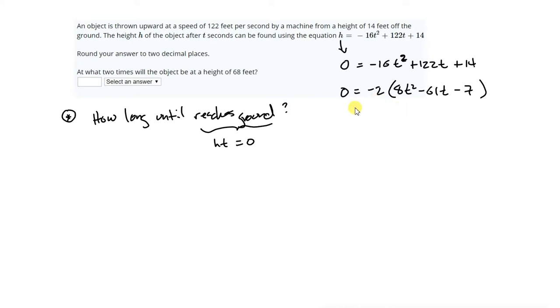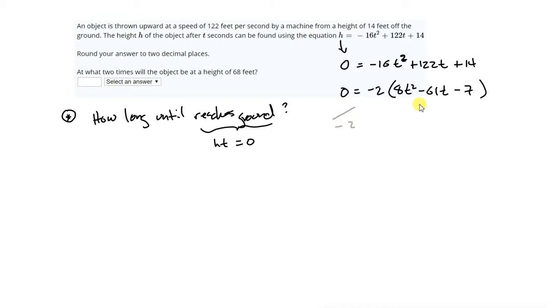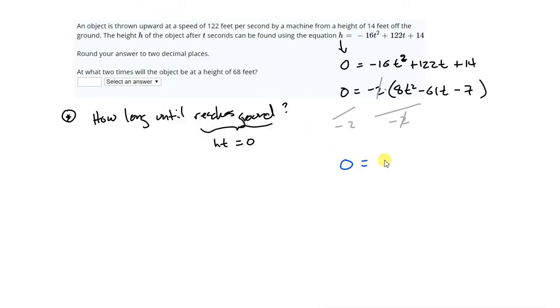Now, I can then divide away the -2 on both sides because we're allowed to divide both sides by the same number. And this will cancel. Why am I allowed to cancel those -2's? Because it's only multiplying. If it was adding or subtracting to something else, I would not be able to cancel it. Like, for instance, could I divide both sides by 8 and get rid of that 8? No, because it's adding or subtracting to something else, okay? But the -2, I can divide and cancel it because it's only multiplying. So I end up with the new quadratic: 0 equals 8t squared minus 61t minus 7.